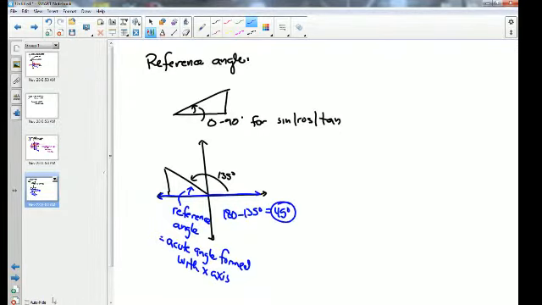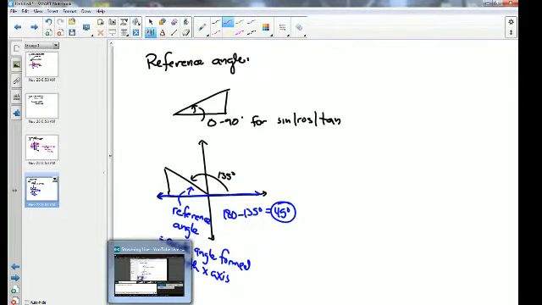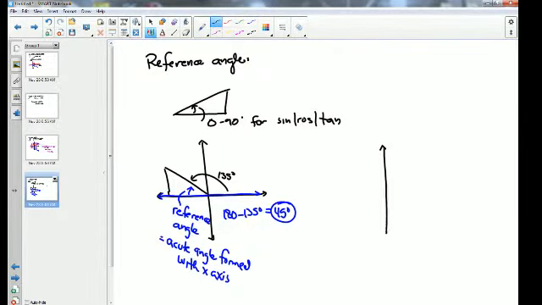Very, very important that we understand that concept, being able to find a reference angle. The sine of 135 degrees is the same as the sine of 45 degrees. We'll get more into that, but just for now, be able to understand what a reference angle is.